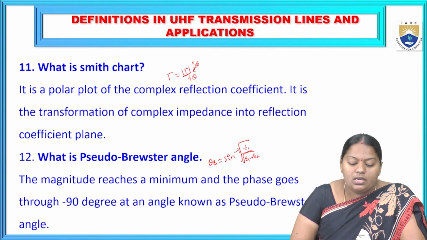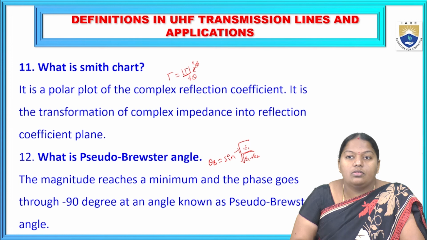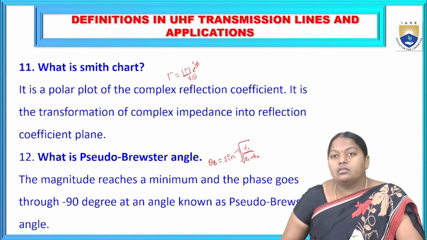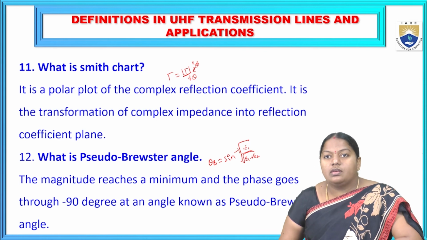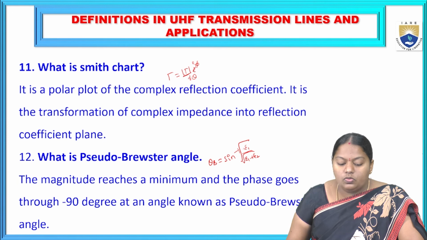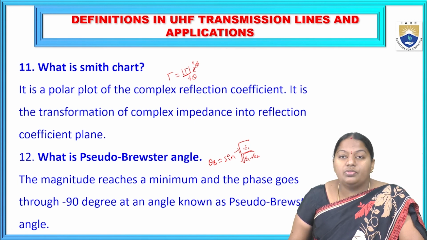So it is given by the magnitude. To define this Brewster angle, the magnitude reaches a minimum and the phase goes to exactly 90° at an angle known as the pseudo Brewster angle, and it occurs in the case of parallel polarization. So in the transmission lines case, we use one of the angles to be measured with respect to this, which is called the Brewster angle.